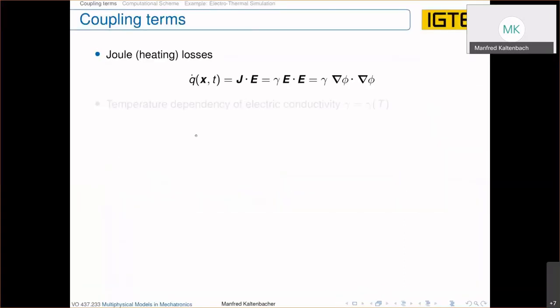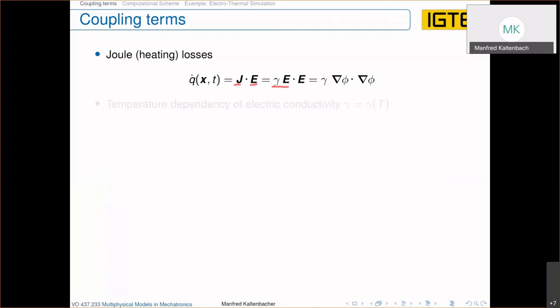So, as already told, the heating losses, or mainly called joule losses, is the product between the current density you have within your device and the electric field intensity E. And we know that we have this constitutive equation that we can express the current density by the electric conductivity via the electric field intensity E. And so we see it is proportional to the square of the electric field intensity E.